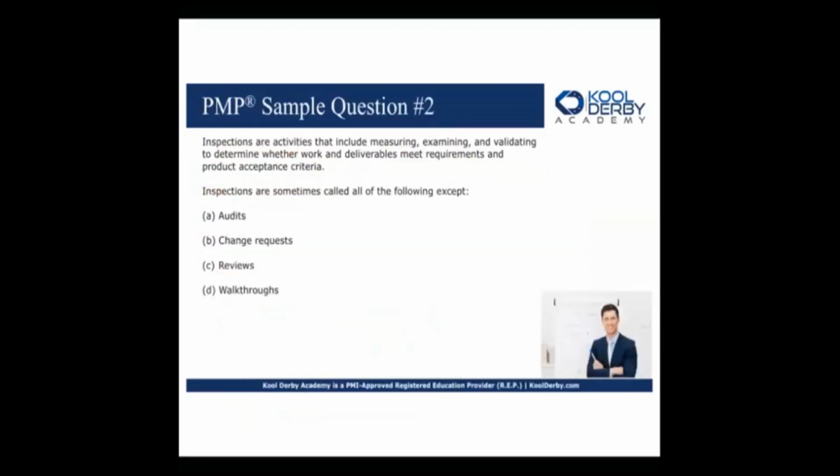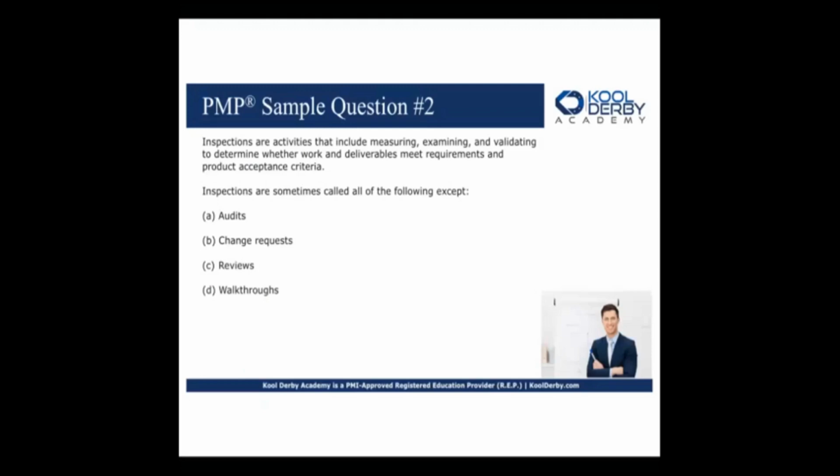Okay, number two. Inspections are activities that include measuring, examining, and validating to determine whether work and deliverables meet requirements and product acceptance criteria. What happens here on the exam, and this happens quite a bit, is you're given the definition and now they ask you the tough question. Inspections are activities that include measuring, examining, and validating to determine whether work and deliverables meet requirements and product acceptance criteria. So you're told the definition.